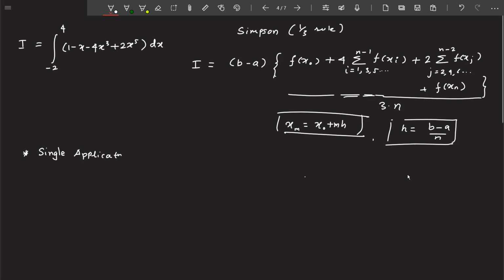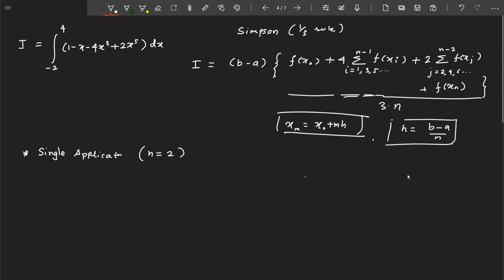So basically what we are doing here is we are just applying it once. Okay, so understand, whenever in the problem the number of segments, not step size, the number of segments are not given, for Simpson 1/3 rule you have to assume it as n equal to 2.